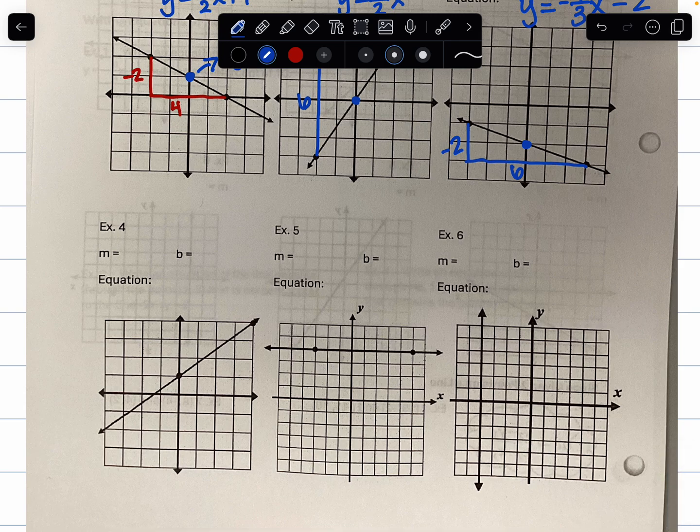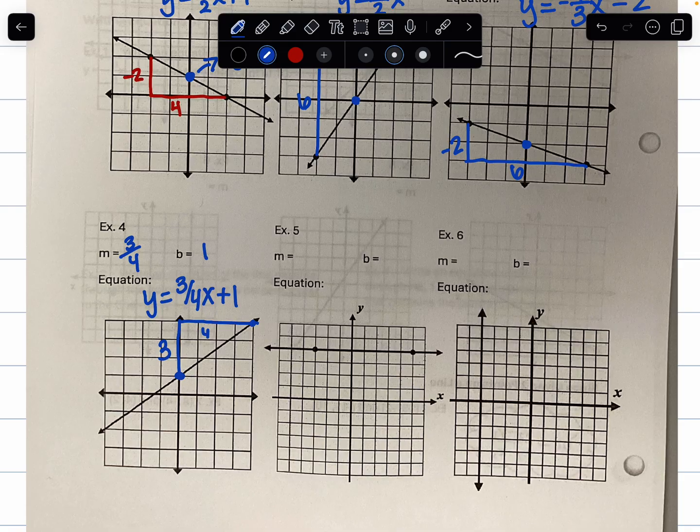Who wants the last one like this? Go for it, David. You have to go up 3, okay, and then over 4. Good. So my slope would be 3 over 4. Okay. What about your y-intercept? 1. Good, right? This point here. Okay, so then your equation here would be y equals what? Y equals 3 over 4x plus 1. Very good.